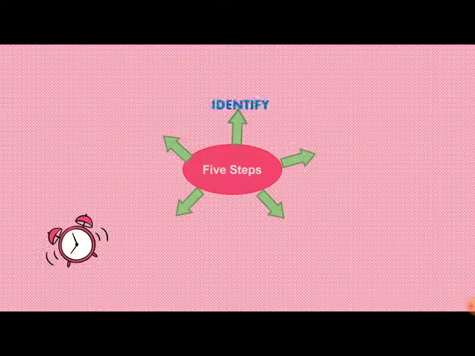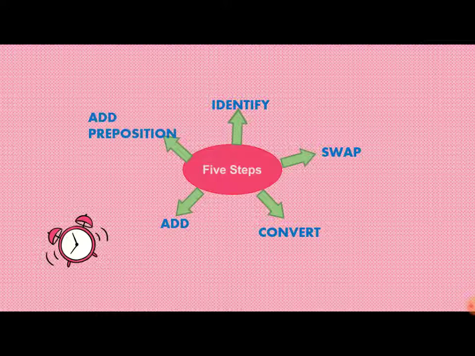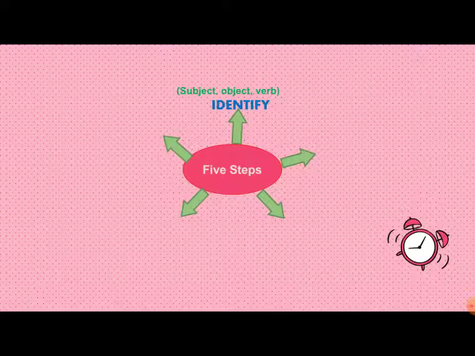So first step is identify. Second, swap. Third, convert. Fourth, add a helping verb, and fifth, add a preposition. These are the 5 steps. Dear children, draw this diagram in your grammar notebook. So what do you have to identify? Identify the subject, object and the verb in the given sentence.